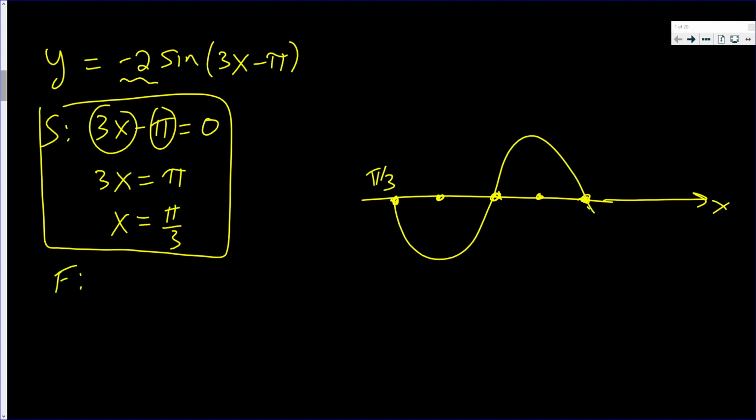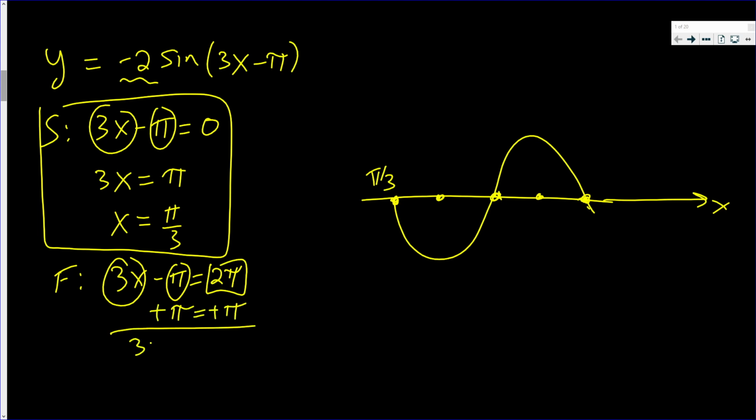The finish is when the angle is equal to 2 pi. Well, I think it should be clear. If you have 3 pi's and you take away a pi, you'll have 2 pi's. But if you insist, you can add pi to both sides, and you get 3x is 3 pi. So x must be pi. Okay, so x is pi.